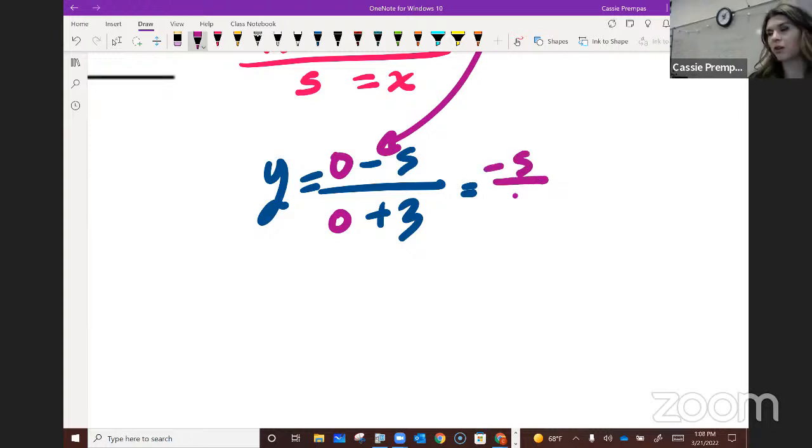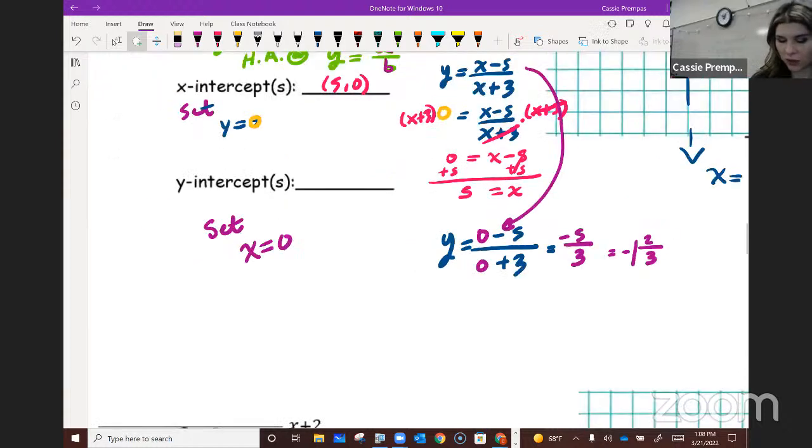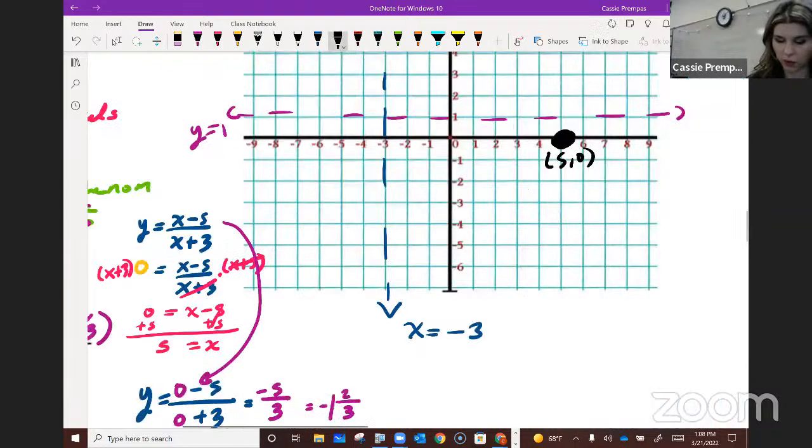But that's going to be better to write as a mixed number. How do you write -5/3 as a mixed number? Okay. -1 and 2/3. Nice. Awesome. So then we have the y-intercept 0, -1 and 2/3. And I can go ahead and sketch that. So write down 0, -1 and 2/3 of the way to 2. And there's my y-intercept.